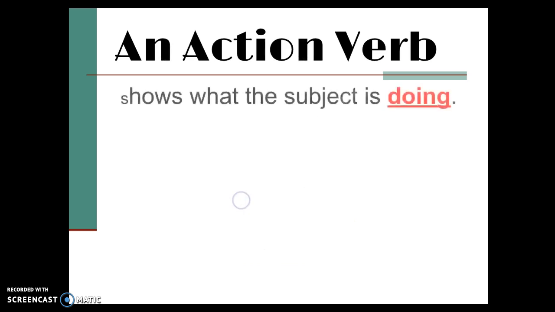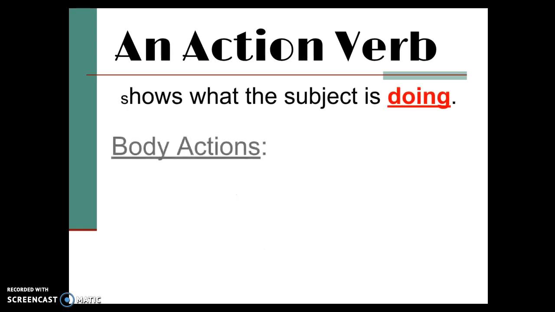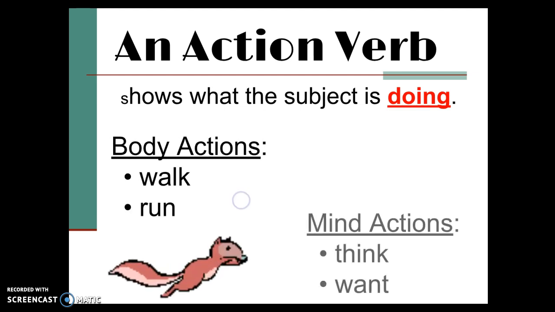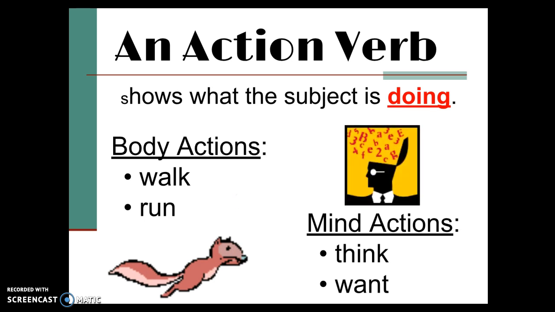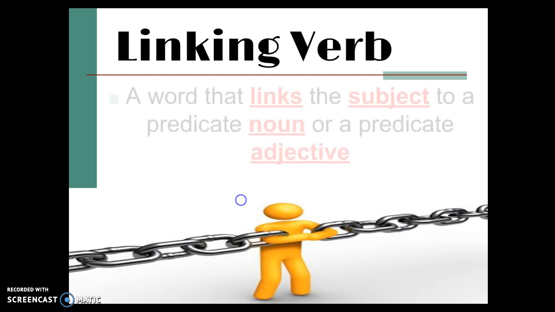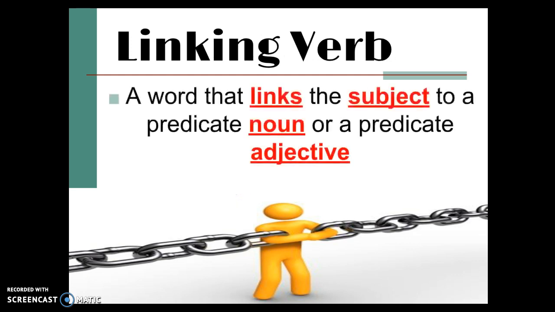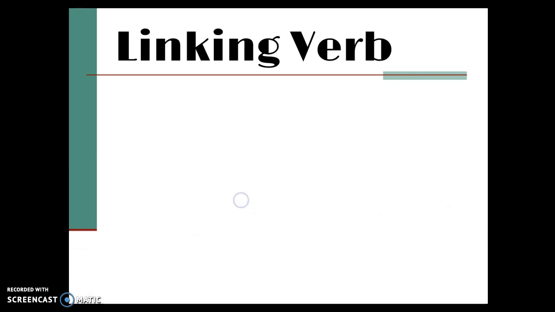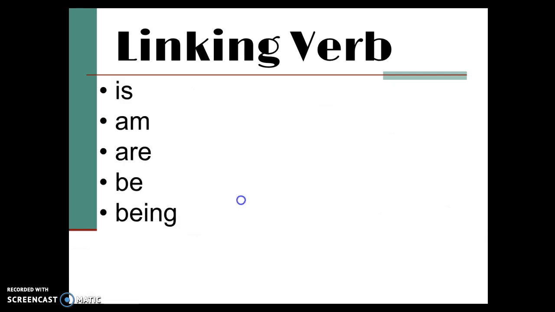An action verb shows what the subject is doing. This can be a physical body action like walk or run, or it could be a mind action or a mental action like think or want. A linking verb is a word that links the subject back to a predicate noun or a predicate adjective. So it's got to be on our list of 18 linking verbs, and there has to be a word after the linking verb that goes back to the subject, either a noun that renames the subject or an adjective that describes it. And these are our 18.